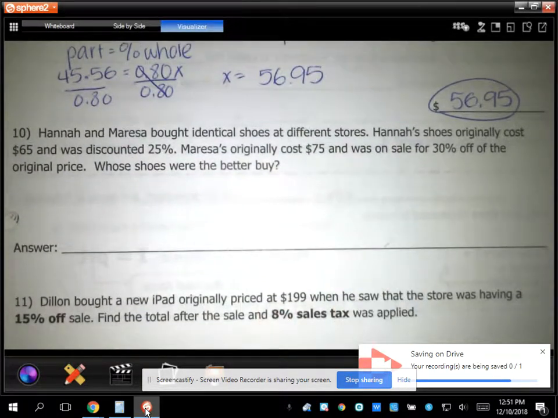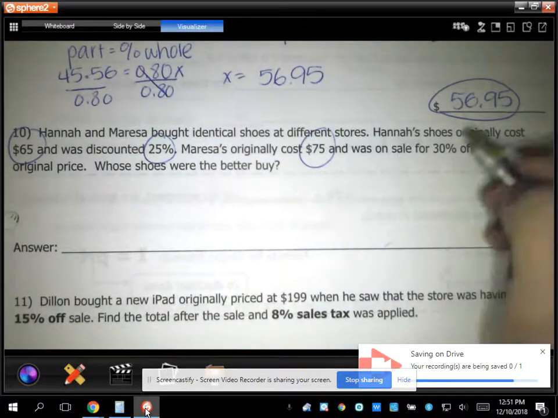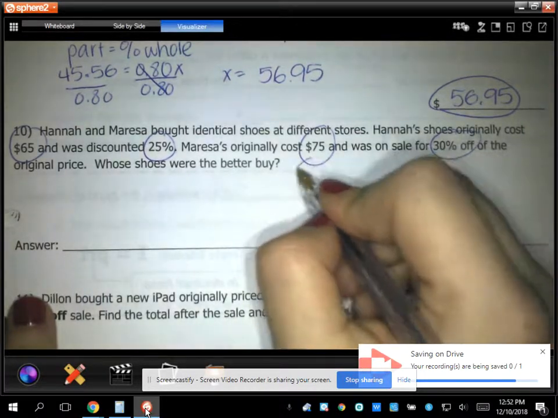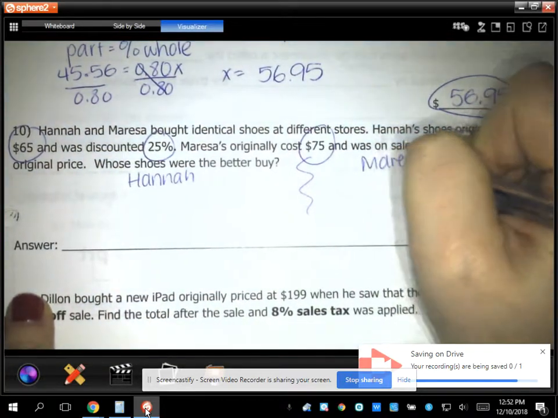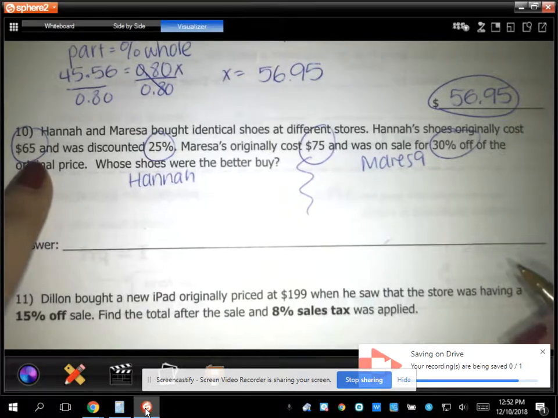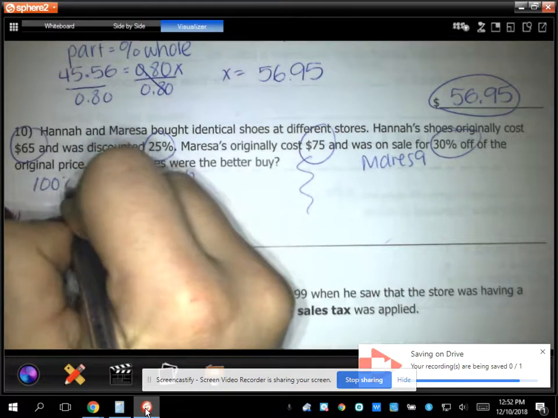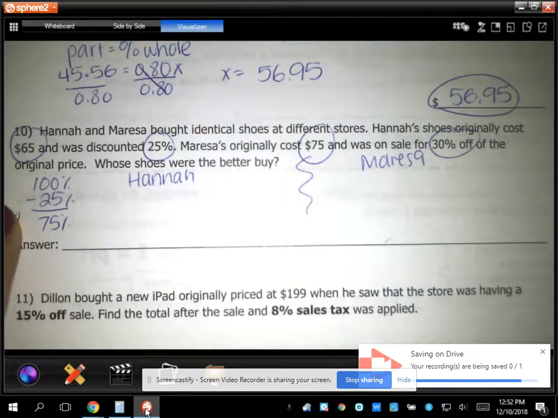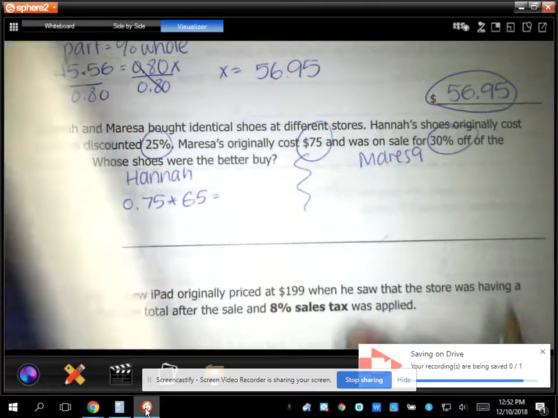Hannah and Marisa bought identical shoes at different stores. Hannah's shoes originally cost $65 and were discounted 25%. Marisa's originally cost $75 and were on sale for 30% off the original price. Whose shoes were a better buy? So let's split this paper in half. Let's do Hannah's shoes over here, and let's do Marisa's shoes over here. So Hannah's shoes were originally $65, but they were discounted 25%. So that means that she was going to have to pay 100%, but now they're discounted 25%. So that means she only has to pay 75% of the cost. So we're going to do 0.75 times $65 to see what Hannah has to pay for her shoes.